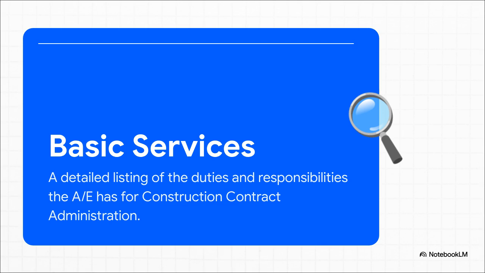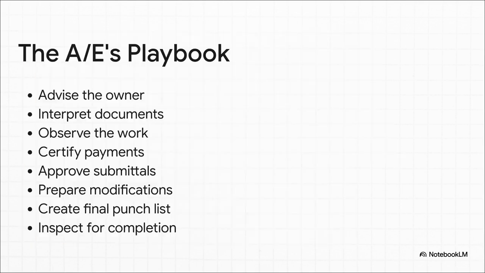Now, if you want to get technical, basic services is the official term for a super detailed list of duties that fall under something called Construction Contract Administration, or CCA. But listen, this isn't some vague promise to help out on the project. No. It's a very specific, clearly defined set of tasks. This is the AE's main job once the building starts. Yeah, you can really think of this list as the AE's playbook. It's their core set of responsibilities.